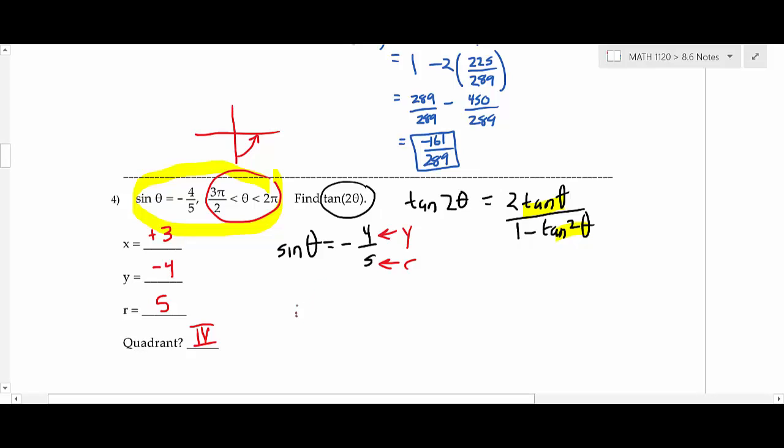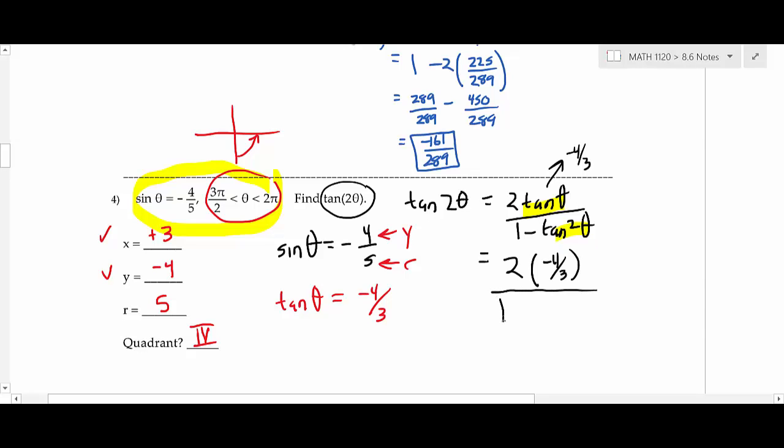Now what is the tangent of theta? Tell me what that is now. Negative 4 over 3, good. So that's negative 4 over 3 because it's y over x. Now I'm ready to just get going with the arithmetic. So the tangent is negative 4/3. I'm going to plug that in like that. And then the denominator is 1 minus negative 4/3 to the second. So I need to just crunch out the arithmetic and then I've got it.